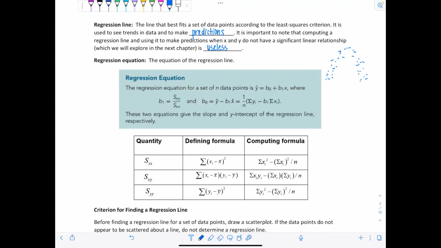Regression equation is the equation of the regression line. So here's the format for writing the regression equation. Right here, I'll rewrite it.